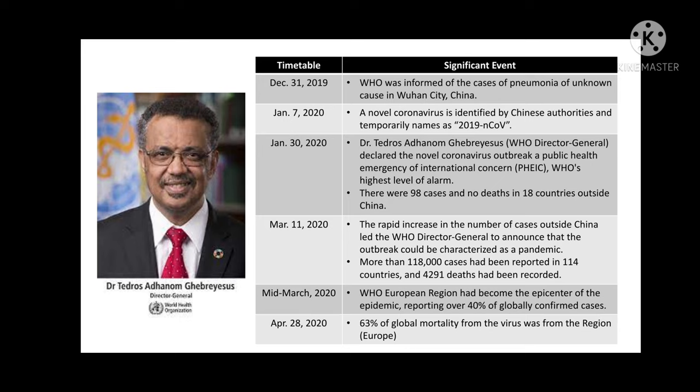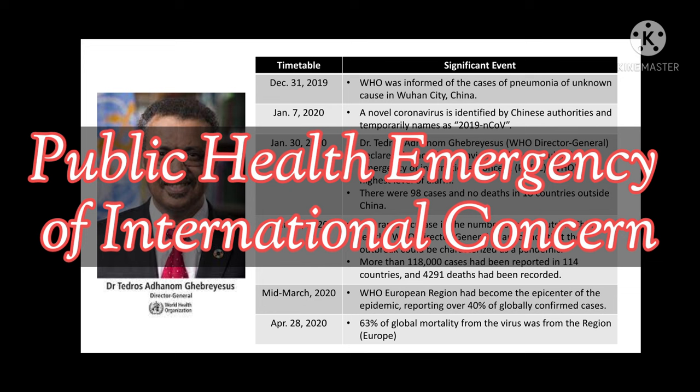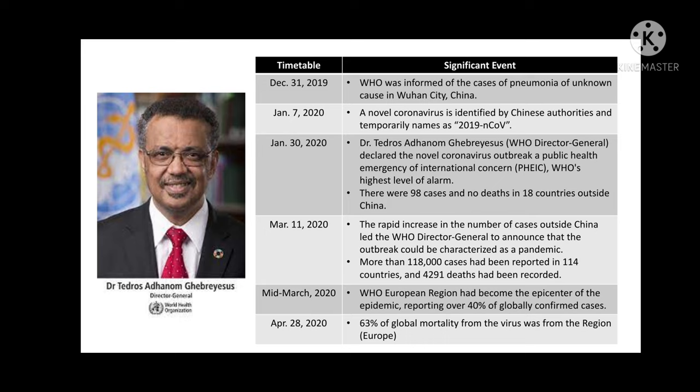On January 30, 2020, Dr. Tedros Adhanom Ghebreyesus, who is also the World Health Organization Director General, declared the novel coronavirus outbreak as a public health emergency of international concern. By the way, class, if an outbreak is considered to be a public health emergency of international concern, this is the World Health Organization's highest level of alarm. And at that time, there were already 98 cases, but no deaths were reported in 18 different countries outside of China.